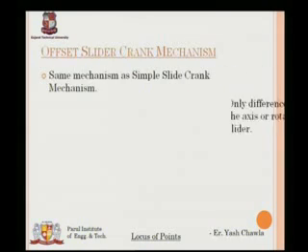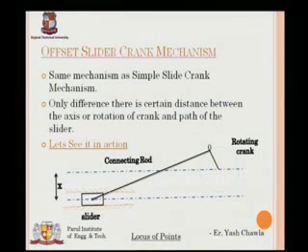Okay, let's move on. Offset. Now, this is a slider and crank mechanism, and that is also a slider and crank mechanism, so there has to be some basic difference between the two. The basic difference is that the crank has a particular center on this reference line, while the line on which the slider moves is a particular distance x, offset or away, from the line on which the crank is rotating. So this is known as the offset slider crank mechanism.